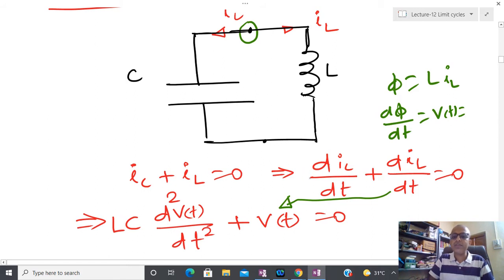I have multiplied with L, and here since Q equal to CV, the charge stored across this capacitor is given by Q equal to CV. So dq by dt equal to C dV by dt, and if you take one more differentiation, then d2v by dt square, so that kind of relation comes into the picture. Does anyone have confusion in this particular derivation?